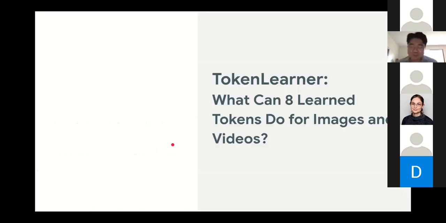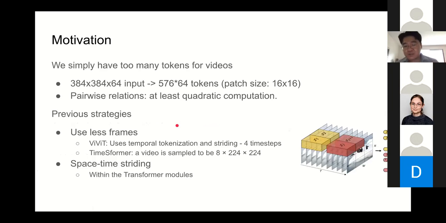However, why can we not just use such a video vision transformer and be happy with it? There are certain limitations with such video space-time transformers, and let me try to point that out and introduce how we can actually try to overcome it. The title of this new paper is TokenLearner: What Can 8 Learned Tokens Do for Images and Videos? Motivation was simple. We simply have too many tokens for videos.